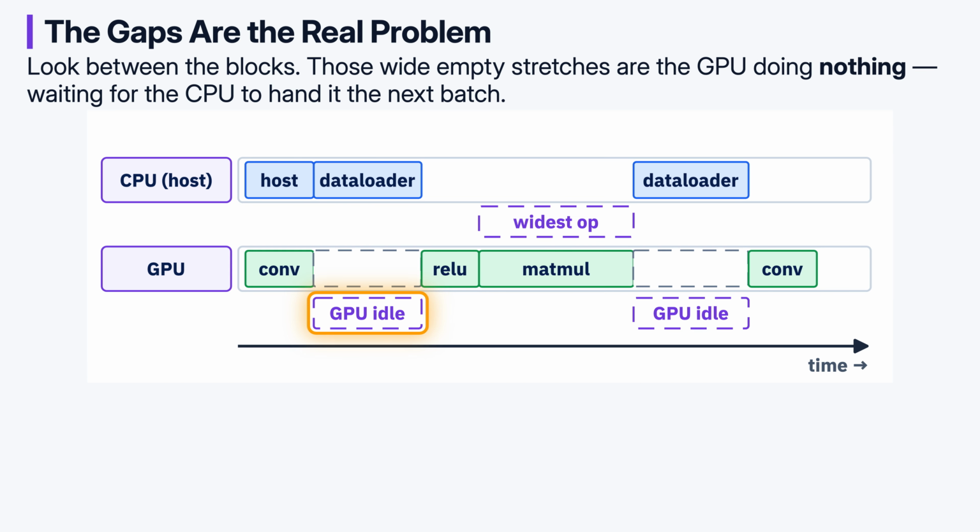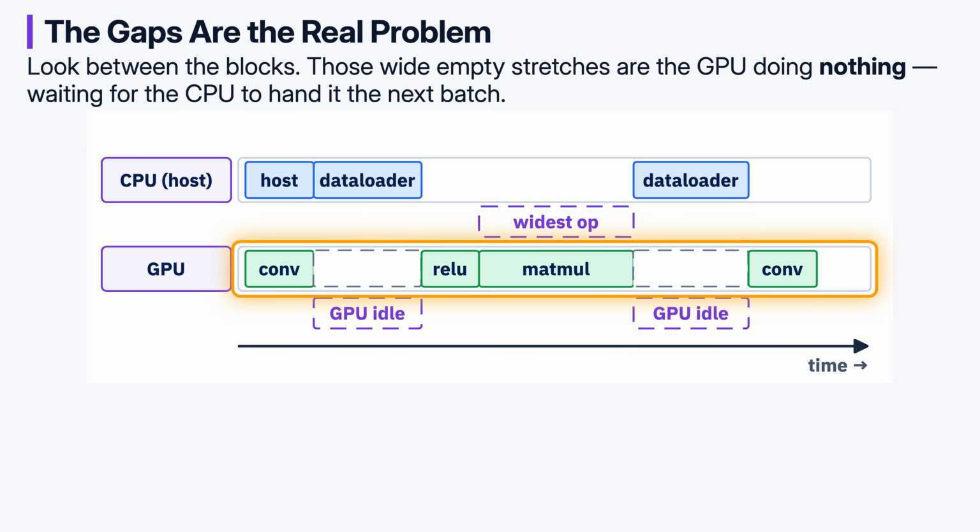Look between the blocks. This wide empty stretch is the GPU doing nothing. Another gap sits here. The GPU is waiting for the CPU to hand it the next batch. These gaps are wider than the kernels. The GPU is idle most of the timeline. This is the real problem, not the widest bar.